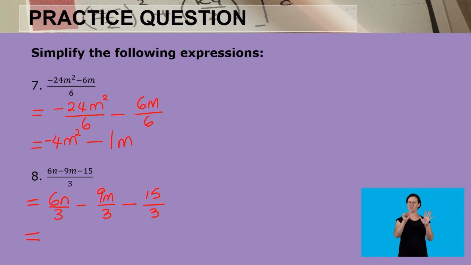So what is 6 divided by 3? That is 2. And we're going to write that variable as it is. Then we are subtracting here. What is 9 divided by 3? Yes, that is a 3. And that is going to be that m there. And lastly, we have 15 divided by 3. What is 15 divided by 3? Yes, it is our 5. And now we have divided that trinomial by that monomial.